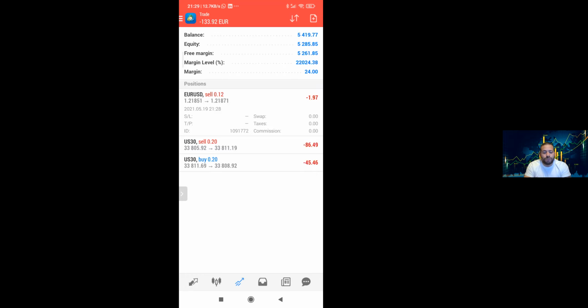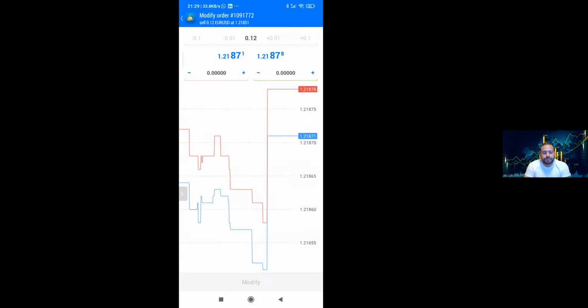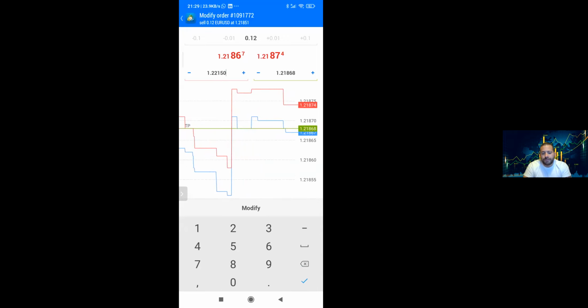Now I can press and hold the trade, click on modify order, and I can put in the stop loss, and I can put in the take profit.